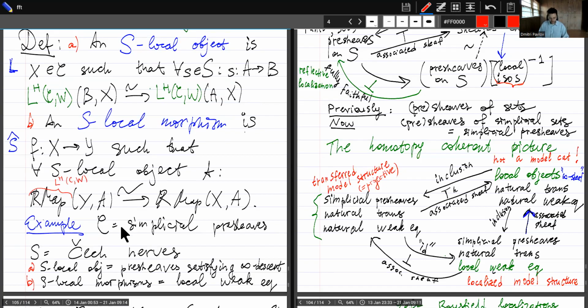And so, for example, for the category of simplicial presheaves, if you use this definition, then S-local objects will be presheaves satisfying the infinity version, or homotopy coherent version, of descent, and S-local morphisms will be local weak equivalences.